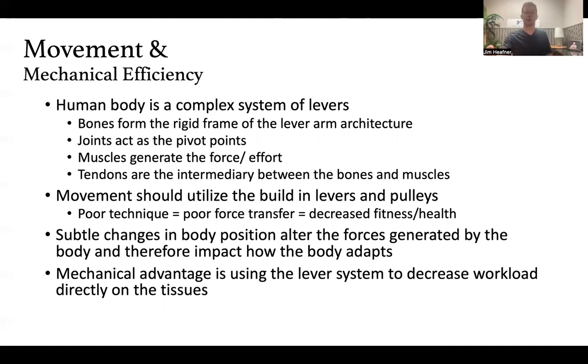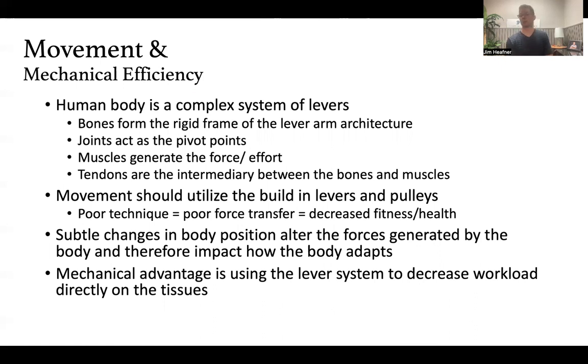And what that means is we have our bones, which form the rigid skeletal frame of our architecture. The joints act as our pivot points. The muscles generate the force and tension. And the tendons are sort of the force transfer, the intermediary between the bones and the muscles.